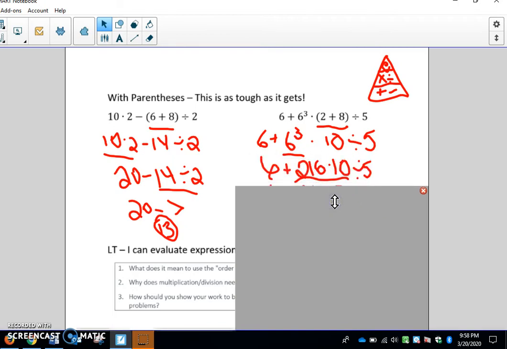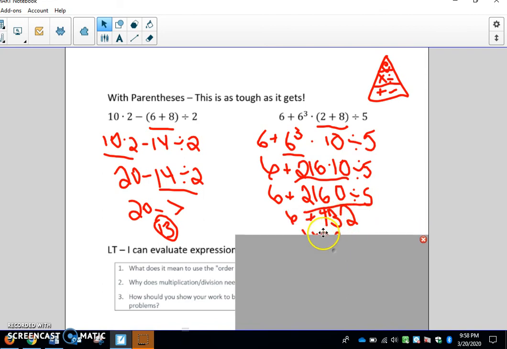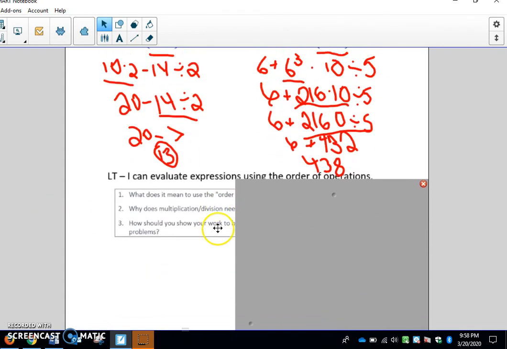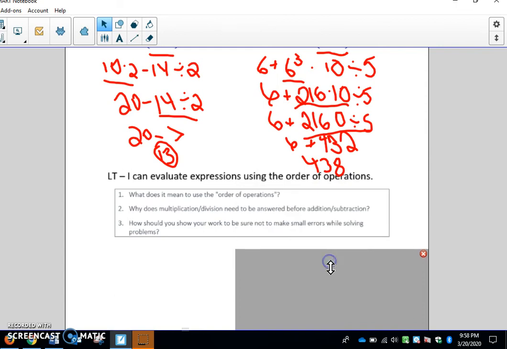So when I evaluate that, I've got 6 plus 216 times 10 divided by 5. Notice this is the same level of the triangle, so I move left to right: multiplication first and then the division. 216 times 10 is 2,160. I rewrote everything else. Then when I divide that by 5, I get 432. I rewrote the 6 plus 432, and when I add 6 to 432, I get 438. Woo! If you did that, then you are really making sense of this and doing right along with this learning target: evaluating expressions using the order of operations.